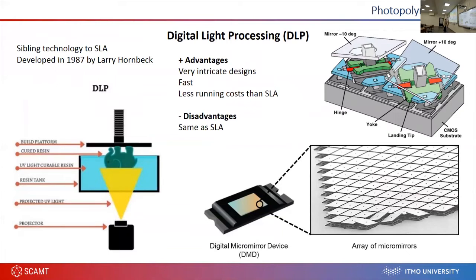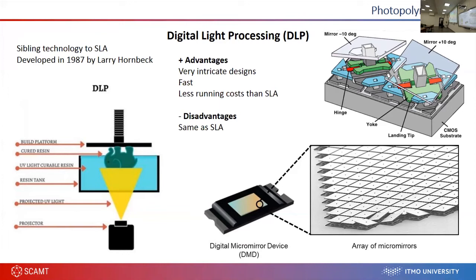In the same group of polymerization methods, we also have digital light processing. It's a sibling technology to stereolithography. They even look quite common here, but the light goes from the bottom. Generally, it's not really important. The most important difference is that for stereolithography we use a laser, and here we use projectors.